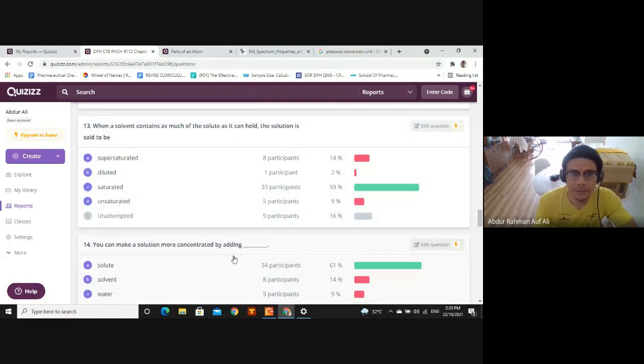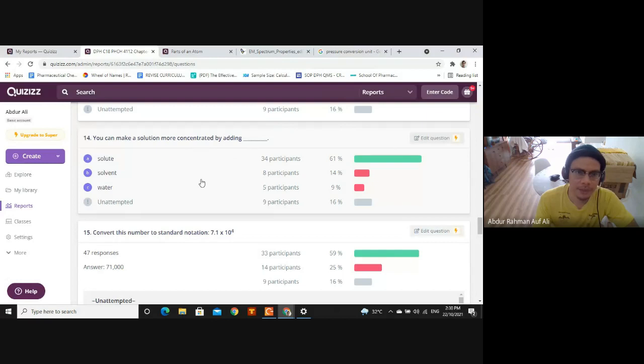Next one, when a solvent contains as much of the solute as it can hold, the solution is said to be saturated. Okay, kat sini, dalam ayat ni, saya cakap, when a solvent contains as much, dia dah larutkan sebanyak mungkin solute yang dia boleh larutkan. So dia dah tepu dah. Okay, that's why the definition of word saturated here is tepu. Dia tak boleh larut more than that anymore. Okay, so that is the definition of a saturated solution. When it dissolves, the most solute that it could have. Yeah, super saturated salah. Super saturated means it could dissolve more than it could have. Diluted pun salah. Diluted means kita cairkan sesuatu larutan. And unsaturated meaning dia boleh larutkan lebih banyak lagi. Okay, so you have to be careful with the wording of the statement of the questions. Okay, make sure you understand.